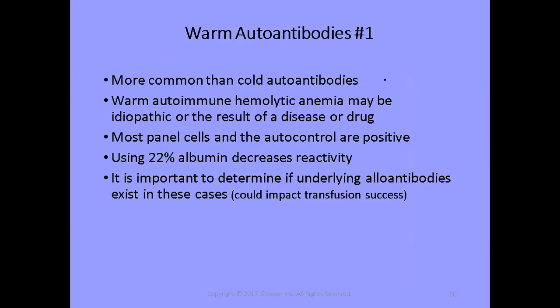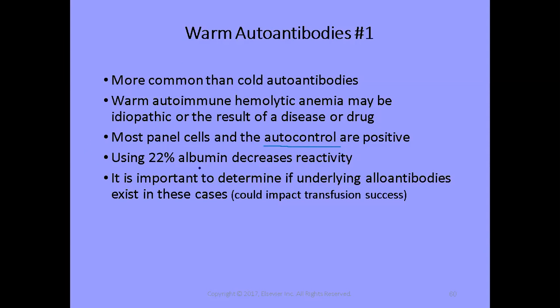However, in blood banking, it can become difficult too because there are times when patients have warm reacting autoantibodies. They are actually more common than cold autoantibodies, and they can result due to warm autoimmune hemolytic anemia, which can be of unknown cause. That's what idiopathic means, or could be the result of a disease or medication the person is taking. How do we know? Once again, most panel cells are going to react, but the big thing is the auto control will be reacting also.